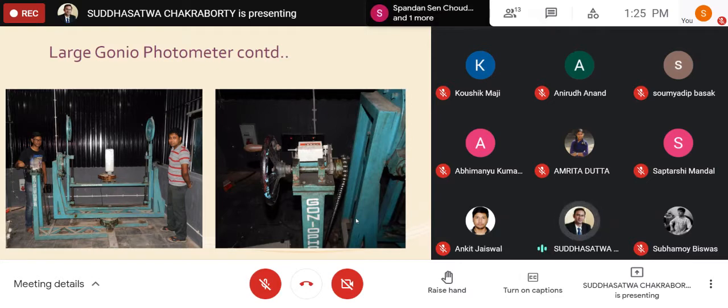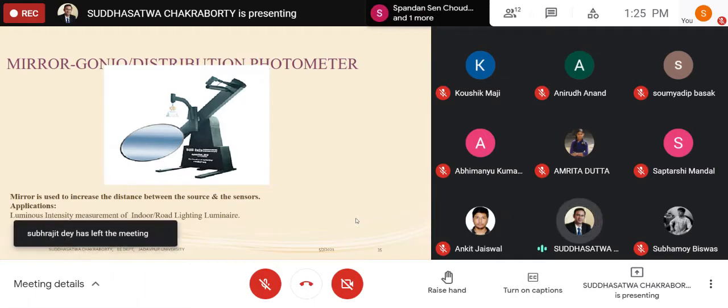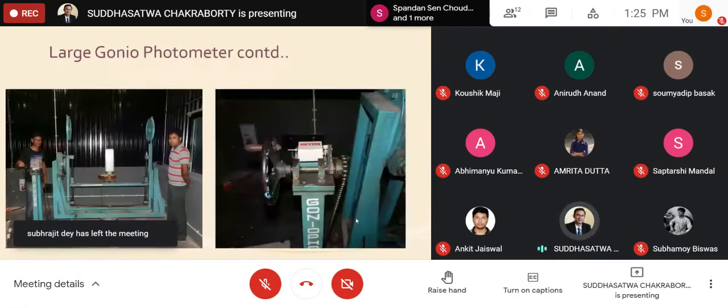And the name goniometer, we have already mentioned, gonio means measurement of angle and photometer means measurement of light. So this is an integrated equipment. This is a new equipment, which we used to call a mirror gonio distribution photometer, used as a type C goniometer. Before I talk about this one, in a nutshell, in our laboratory we have a new version, goniometer 2, which is fully automatic and LED based.